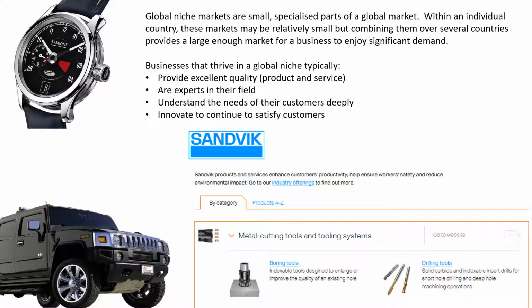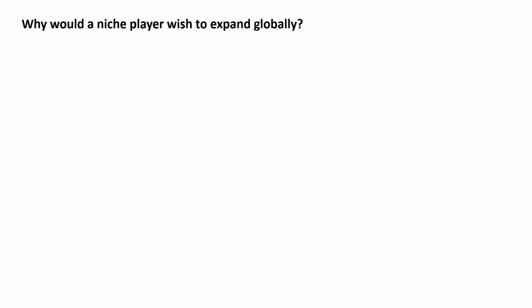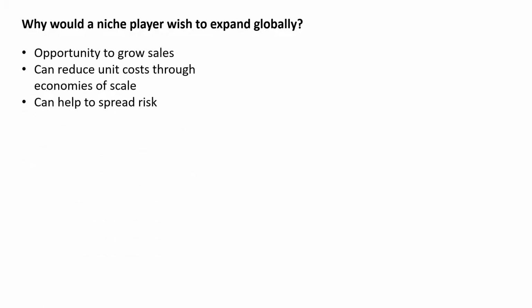So businesses that thrive in a global niche typically provide excellent quality, are experts in their field, understand the needs of their customers deeply, and are quite innovative. So why would a niche player wish to expand globally and target these global niches? Well, there's the opportunity obviously to increase sales.